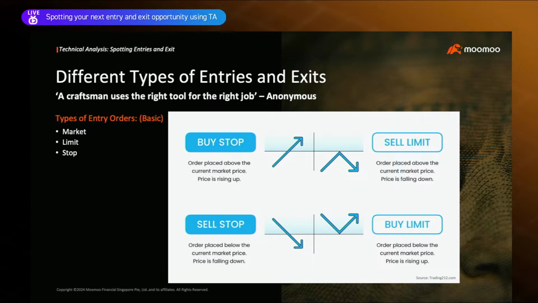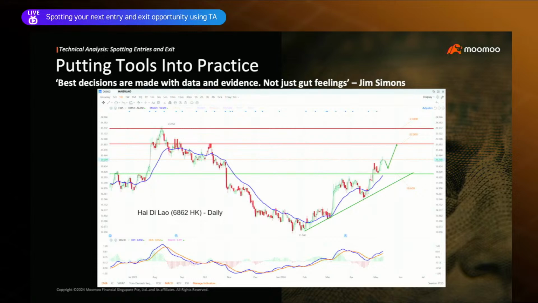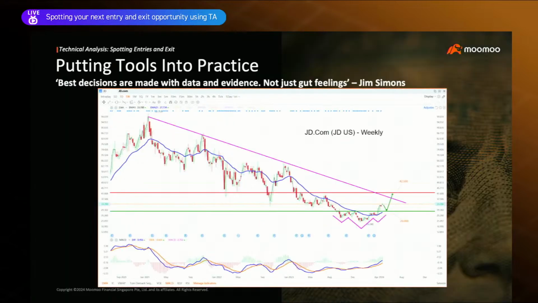All right, so I'm going to move over to sharing some charts with you guys. What I have here is really just putting the tools that I have into practice. As Jim Simmons, another great hedge fund manager who has recently passed, said, the best decisions are made with data and evidence, not just gut feeling. Which is why I can really appreciate Incha's earlier sharing about Nasdaq TotalView. It's a very systematic, statistical, and factual way of looking at market price in terms of the market ladder, the level 2 data. So what I have here is JD.com on the weekly chart.